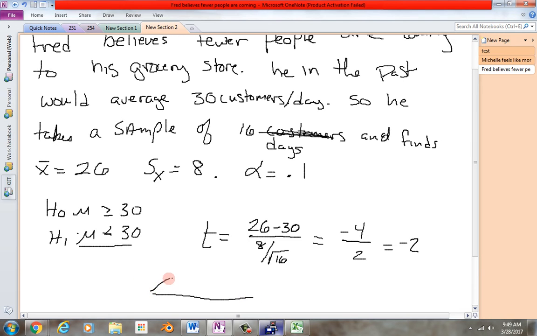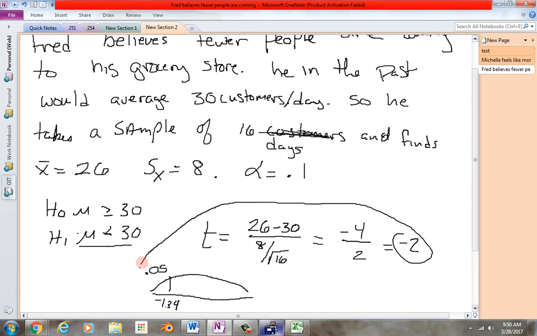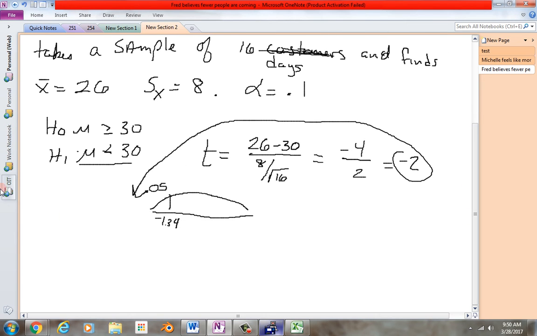So if I draw my T, which is goofy looking, I apologize. This is negative 1.34. Well, look where we are. That's weird, but again, only weird if H naught is true, so we're going to reject H naught. And by doing that, what are we saying? Yeah, Fred's right. Fewer people are coming.